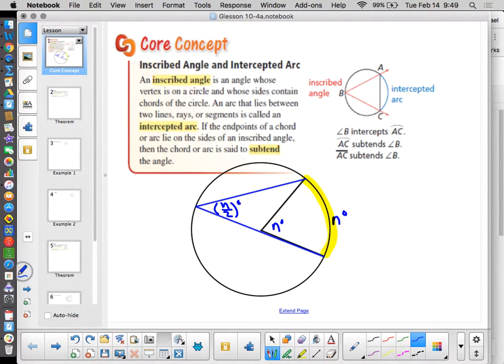Now, the arc hasn't changed at all. The arc that it's intercepting is still the same arc. So now, instead of the measure of the angle being the same as the measure of the arc, we have a situation where the measure of the inscribed angle is half the measure of its intercepted arc. So it's a new relationship.